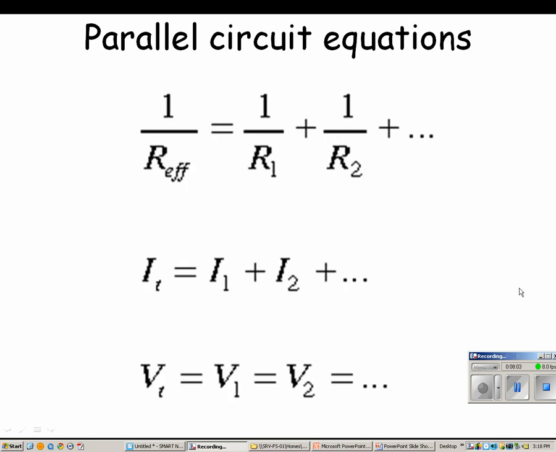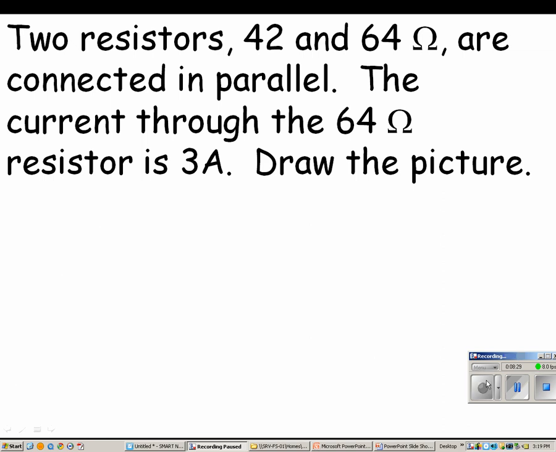So here are equations that we use for parallel circuits. 1 over the effective resistance equals 1 over R1 plus 1 over R2 plus 1 over R3, etc. The total current coming out of the battery equals the current going through the first resistor plus the current going through the second resistor, and so on. And the total voltage at each resistor is exactly the same. So the total voltage from the battery equals the voltage at the first resistor, which equals the voltage at the second resistor, and so on.